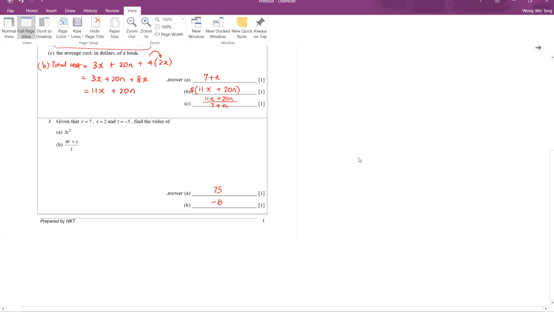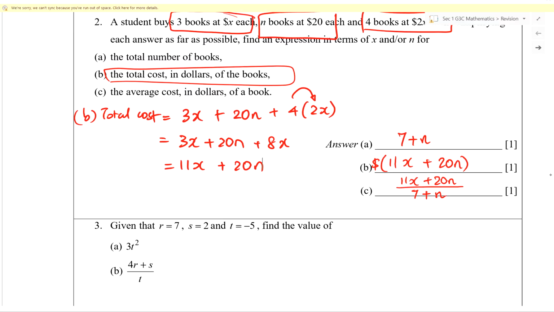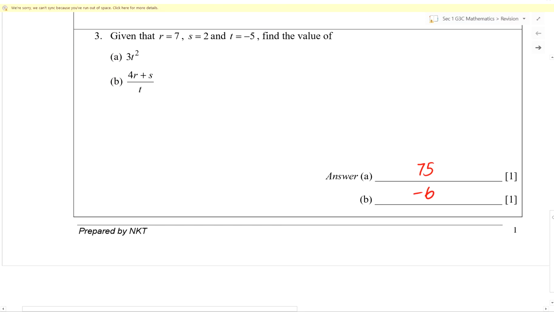Okay, question 3. Substitution question. Just make sure you substitute in correctly and you key in the values in your calculator accurately. So 75 and -6. Anybody got something other than 75? I'm sure there is somebody. So what was the mistake? Let me guess. Your answer was -75?